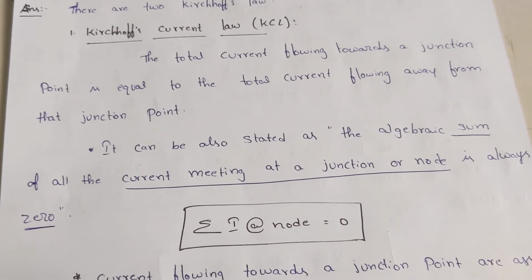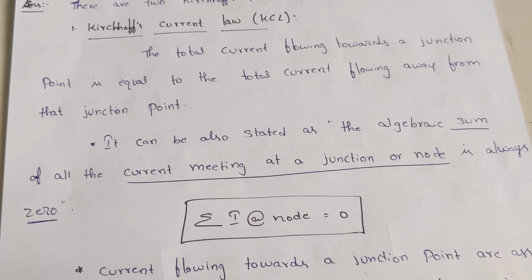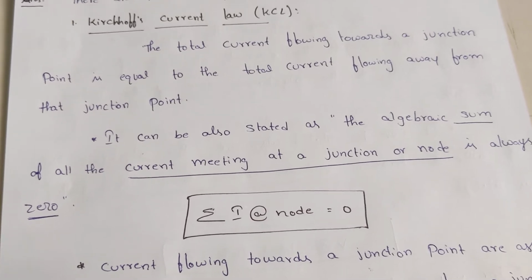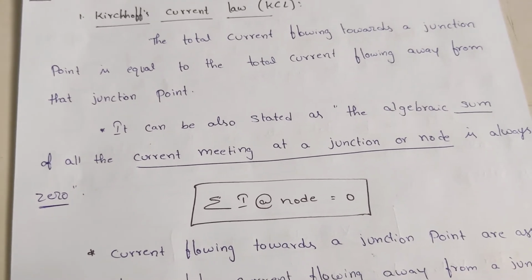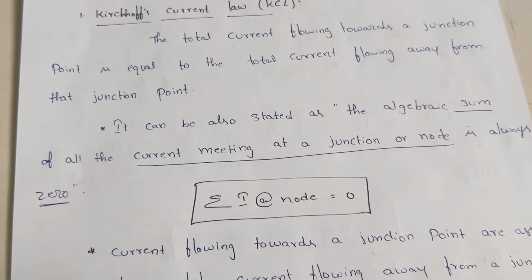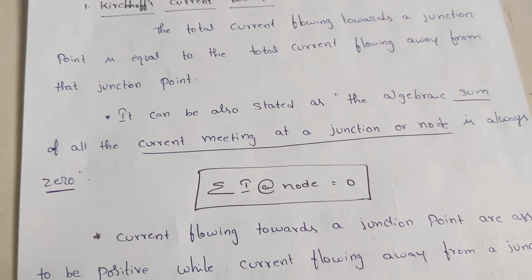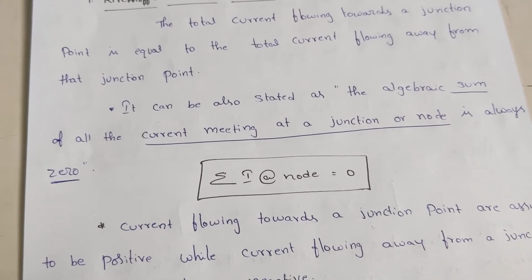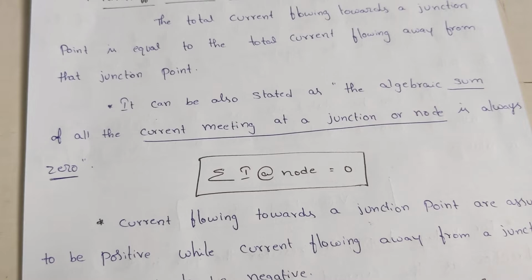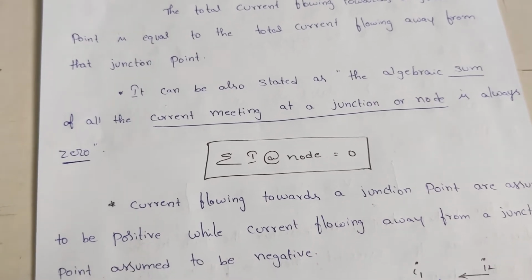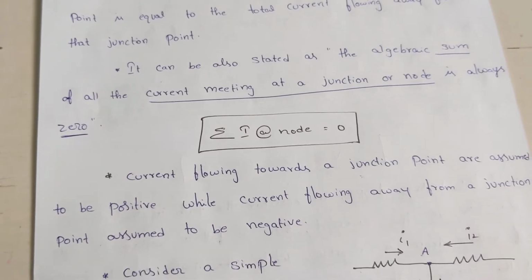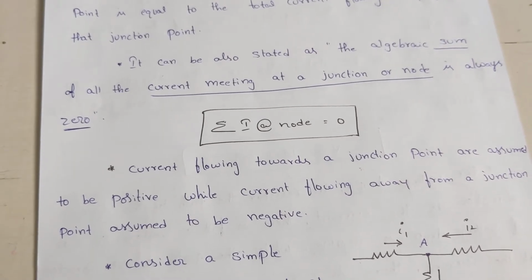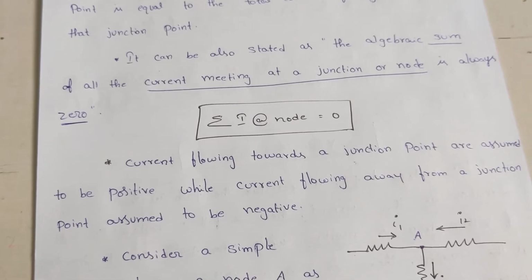The same point I stated: the sum of the currents at the node should be equal to 0. To highlight my answer, I provided it within a box. So instead of going through these two paragraphs, if the examiner simply sees this box, he comes to know the current at a node is equal to 0. Then I'm giving the notations of the current. At the node or junction, the incoming current is considered positive, and the leaving current negative.